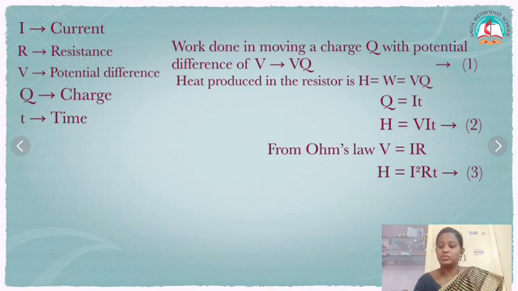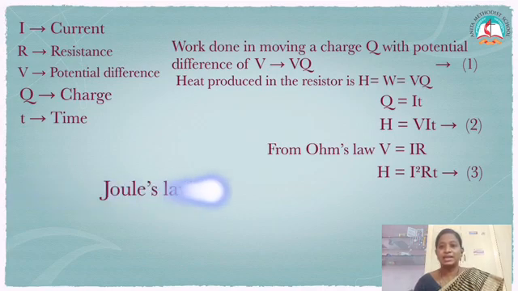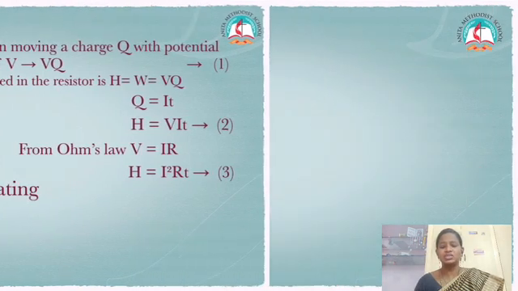H is equal to, in V's place we are going to write IR. So H is equal to, instead of V, substitute the value, I into I square R t. So H is equal to I square Rt is known as Joule's law of heating. This is the amount of heat produced in the resistor when current is flowing through the conductor in the circuit, and this is called Joule's law of heating.